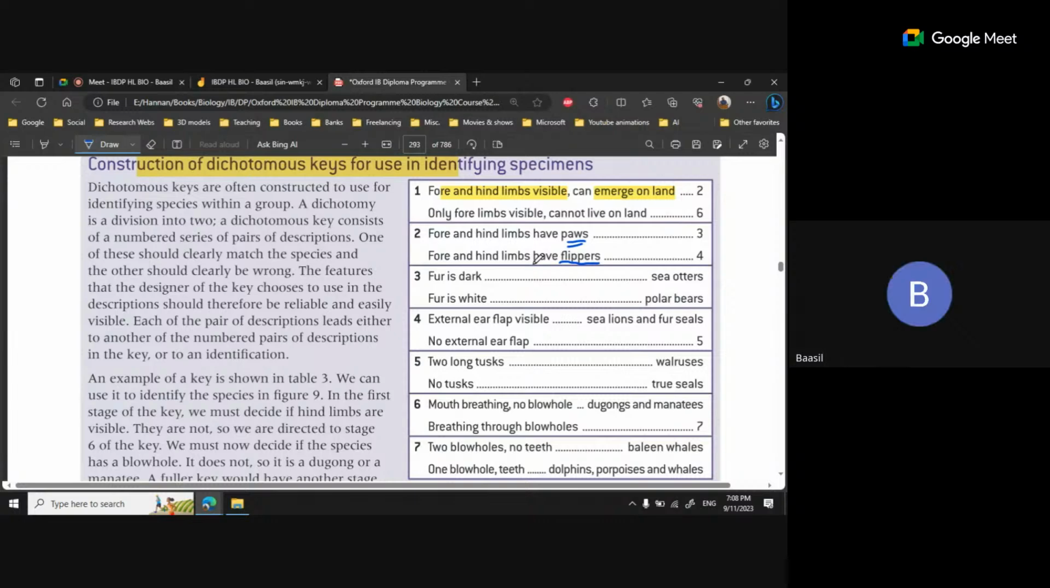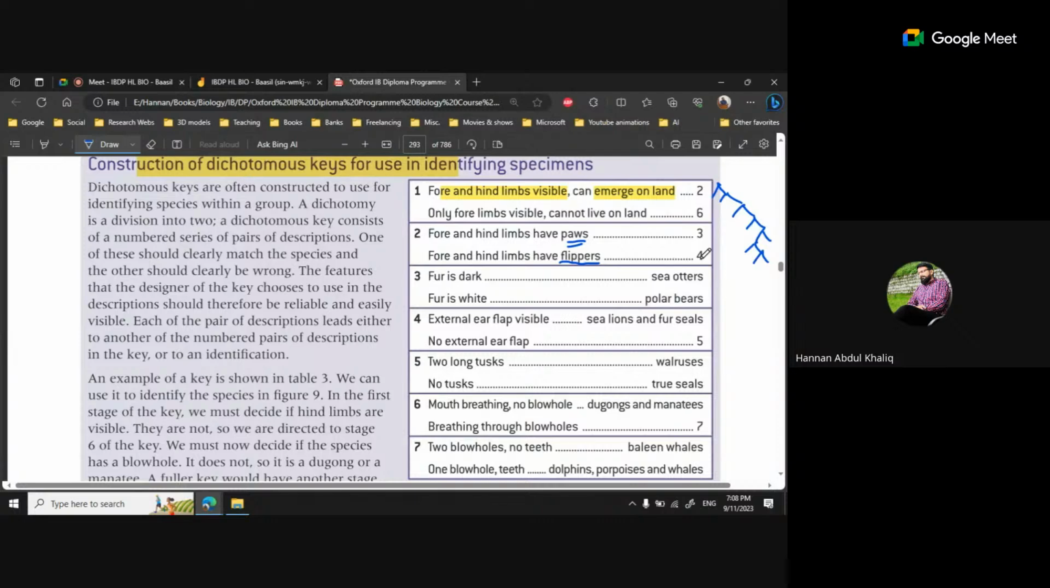Four. External ear flap visible: sea lions and fur seals. No external ear flaps, so you would have to move to 5. Now, what you are looking at, the first group was like this. Then we started dividing them. This is what we call the dichotomous classification. Dichotomous key, not classification, dichotomous key.